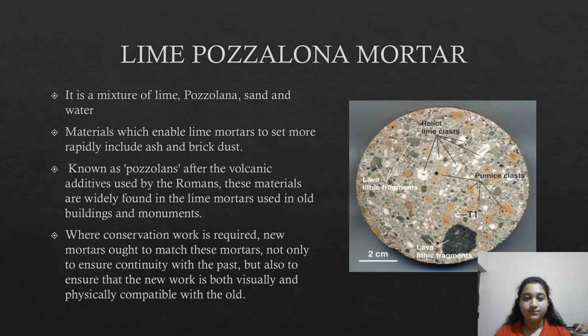Lime pozzolana mortar. It is a mixture of lime, pozzolana, sand and water. Materials which enable lime mortars to set more rapidly include ash and brick dust. Known as pozzolanas after the volcanic additives used by the Romans, these materials are widely found in the lime mortars used in old buildings and monuments. When conservation work is required, new mortars ought to match these mortars, not only to ensure continuity with the past but also to ensure that the new work is both visually and physically compatible with the old.